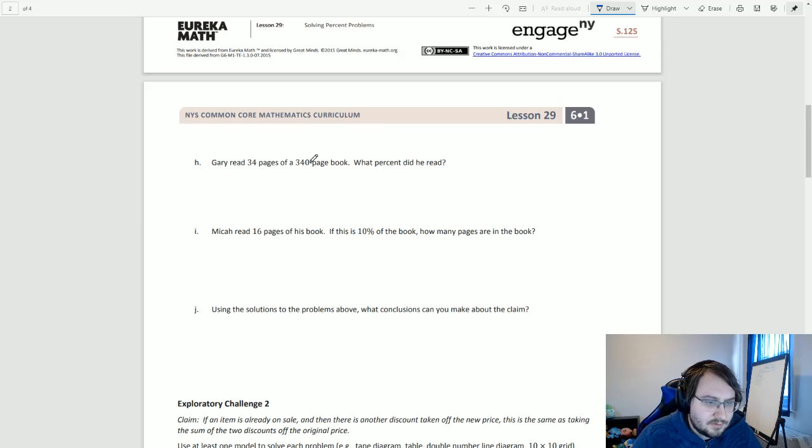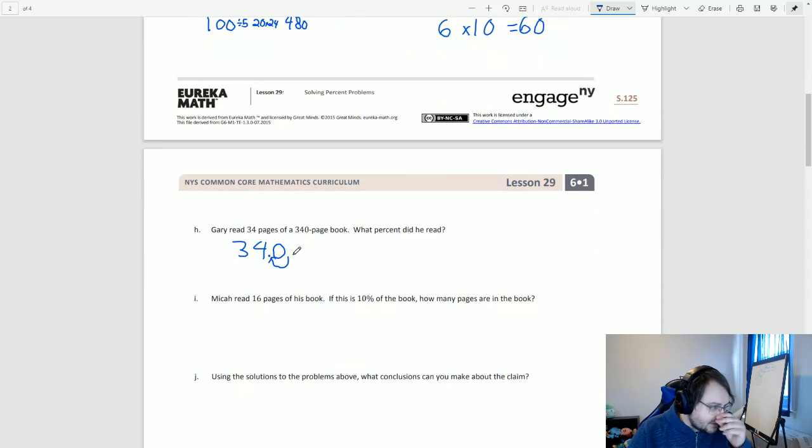Wait a minute. 34. Or, better way to look at it, 340. If I were to take my decimal and move it over once, I would get 34. And well, we kind of just proved that moving the decimal point in your whole to the left one, that means 10%, so it must be 10%.